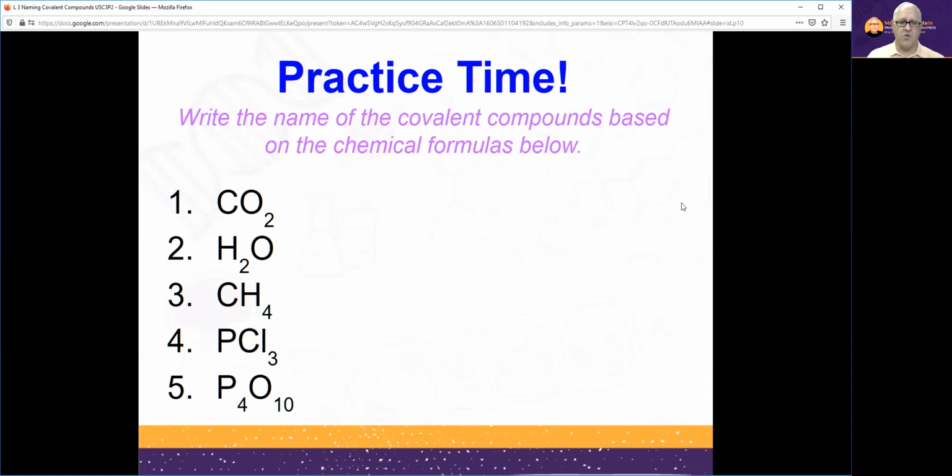All right, let's take a look at what we have here. CO2, that one should be pretty easy because we talk about that one fairly often. It's carbon dioxide. Now, we wouldn't call it monocarbon because we only have one of them. It's carbon dioxide. The single element is assumed.